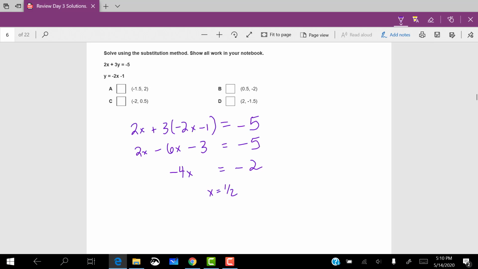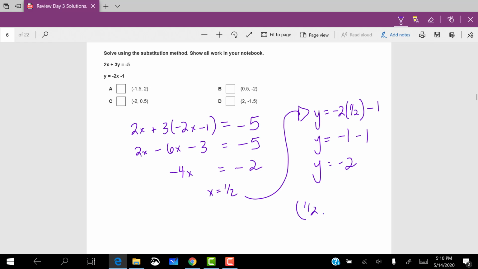Once we get our x value, we just plug that in to get our y value. So my solution is 1/2, negative 2. And these are written in decimals, so that's here, letter B.